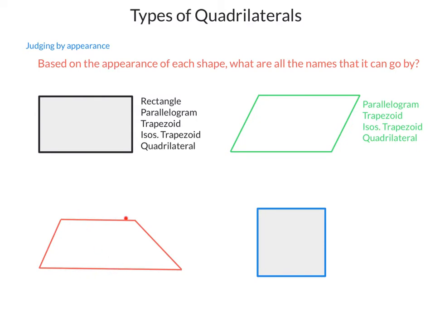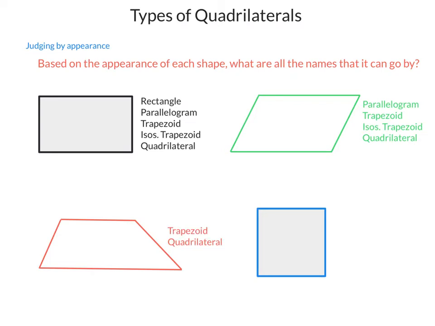So moving down below in red, we are a lot more limited here. We have one set of opposite parallel sides. This would make it a trapezoid. However, the non-parallel sides are not congruent to each other, so we do not have our isosceles trapezoid. But we do still have all four sides, so it's a quadrilateral. That makes our list be only two items long, as we can see here.